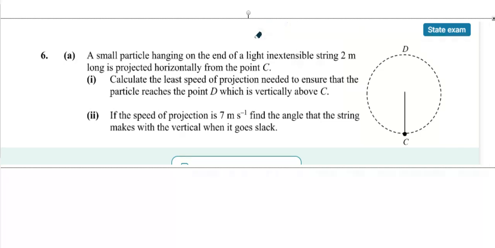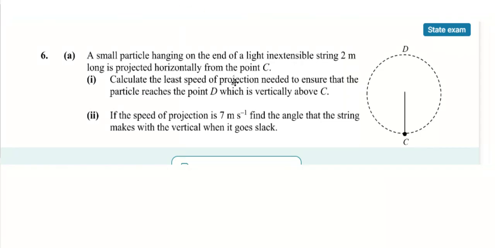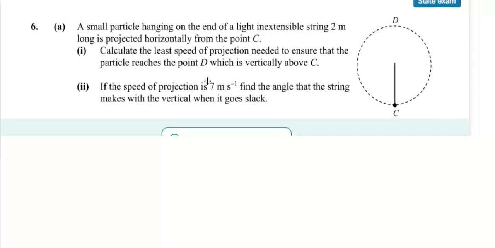On the end of a light inextensible string 2 meters long, a particle is projected horizontally from a point C. Calculate the least speed of projection needed to ensure that the particle reaches point D, which is vertically above C. Now, the deal is that it's not an R value.